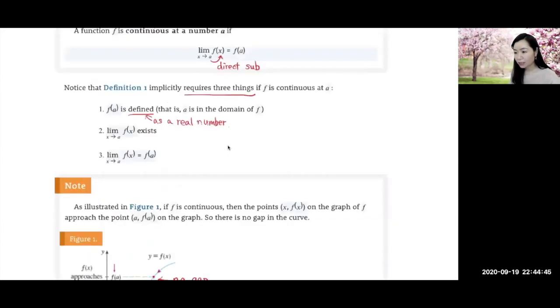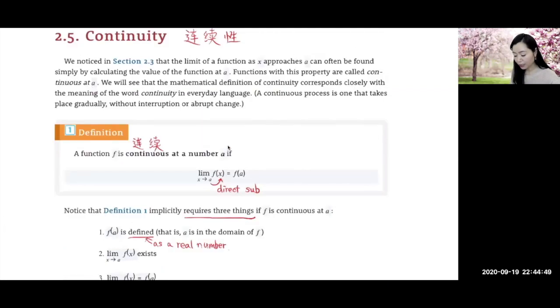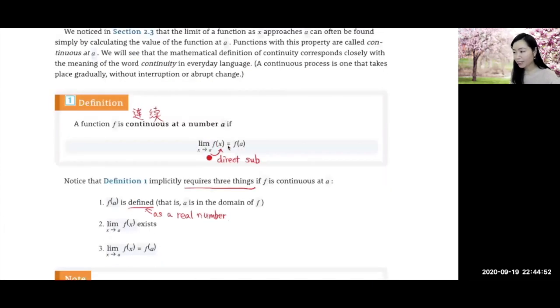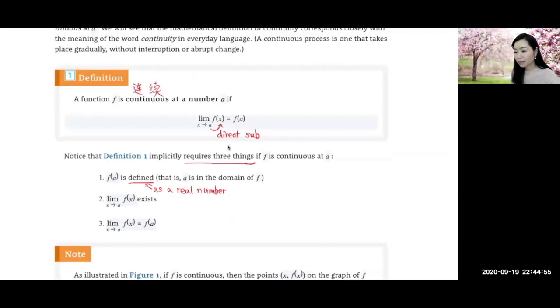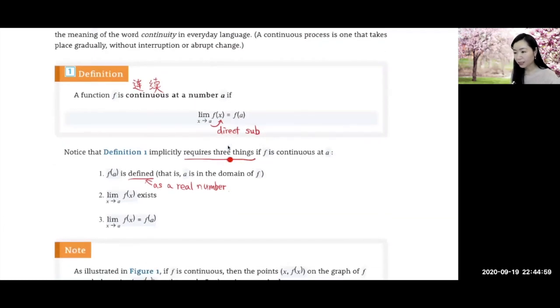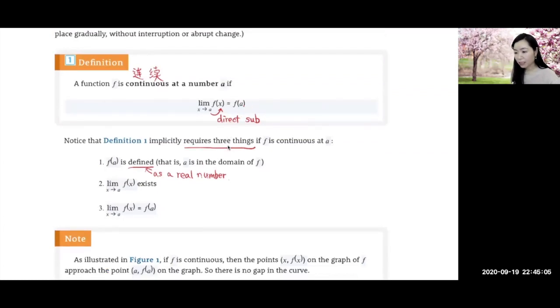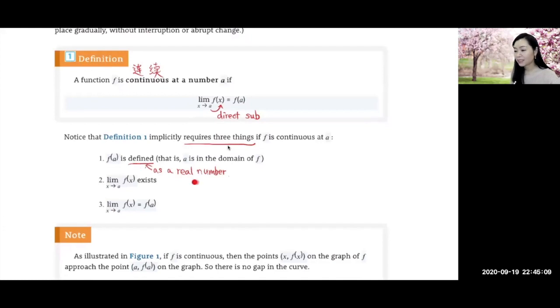Now, this definition, the function is continuous at a if the limit of f of x as x approaches a is equal to f of a, actually requires three things. Number one, f of a must be defined, meaning it's defined as a real number. Number two, the limit of f of x has to exist as a real number. Number three, the limit of f of x as x approaches a has to equal f of a. So f of a has to exist, this limit has to exist, and they have to be equal.